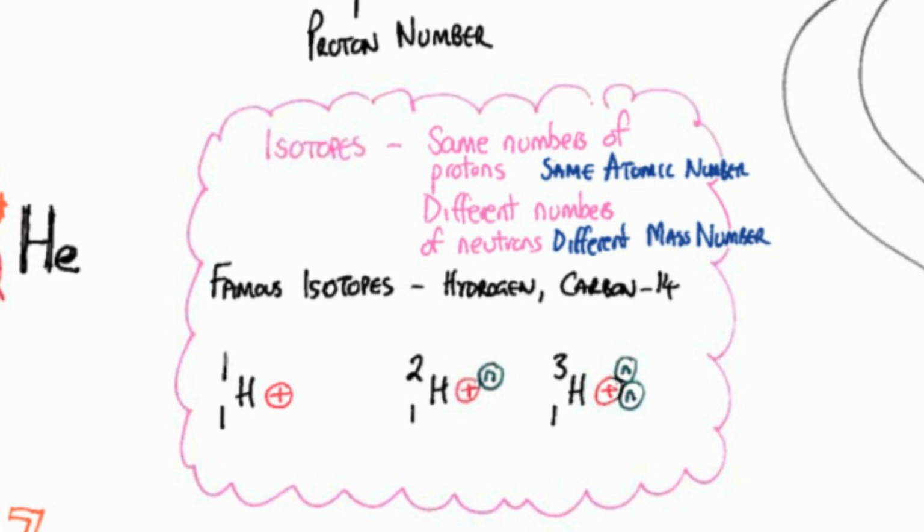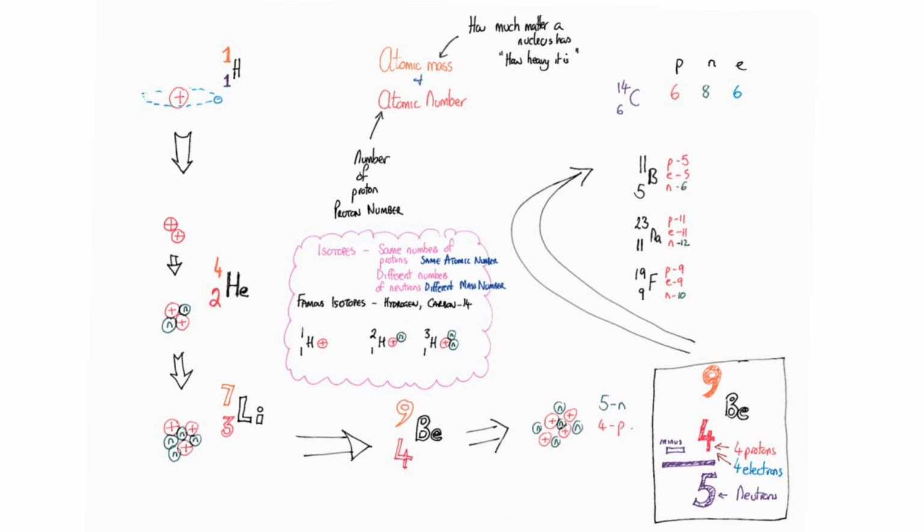But if you notice, each of those individual nuclei have got 1 proton. They are all hydrogen. It's just the number of neutrons that has changed. And those are the isotopes of hydrogen. And of course, we use the isotopes of hydrogen in things like hydrogen bombs. And that essentially is it. That's what you need to know about atomic mass and atomic number.